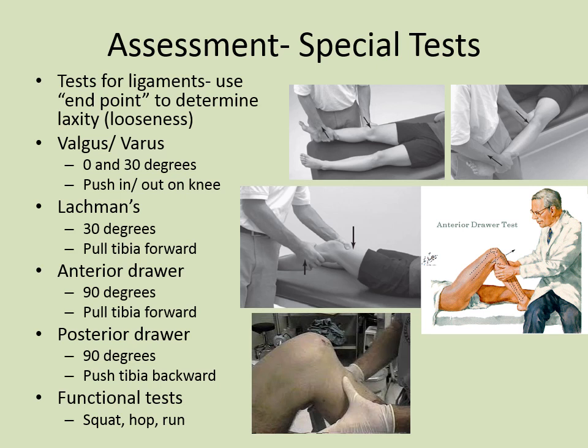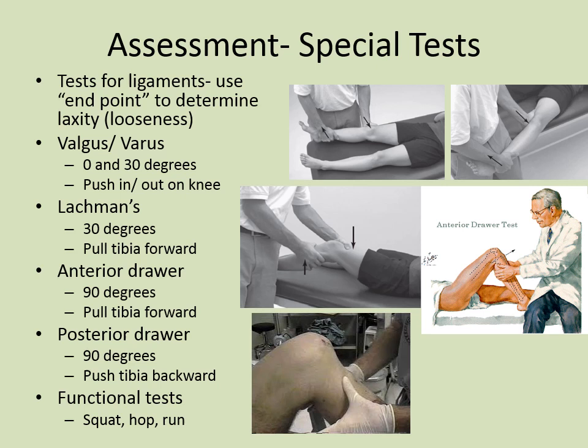So endpoint means basically when does the movement that we're creating with our hands stop, and we're looking for that endpoint to be similar side to side, especially assuming that they have one knee that has not been injured in the past. If they have 2 injured knees, or if they have one knee that, say for instance, had an ACL surgery or a previous MCL injury, it would be more challenging to determine what's normal for that person.